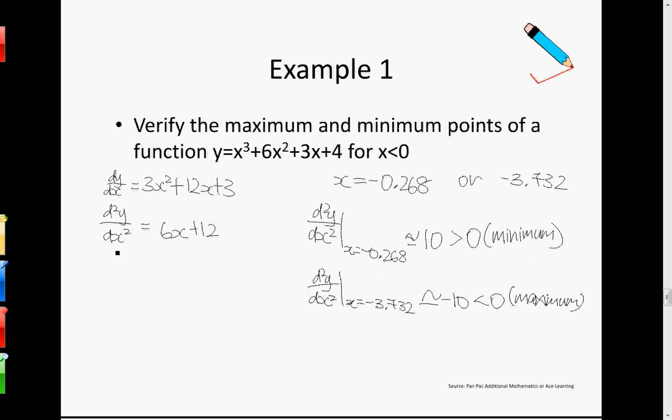Recall that our graph in the previous video looked something like this. This is the point negative 3.732, and this is the point negative 0.268. The second derivative test shows that this is a minimum point and this is a maximum point. So this is proof that the second derivative test works.